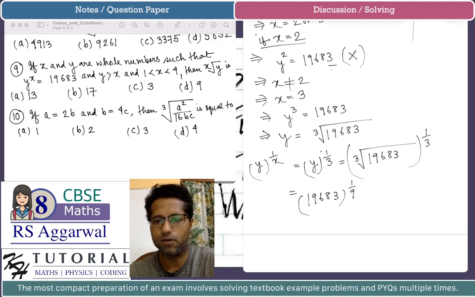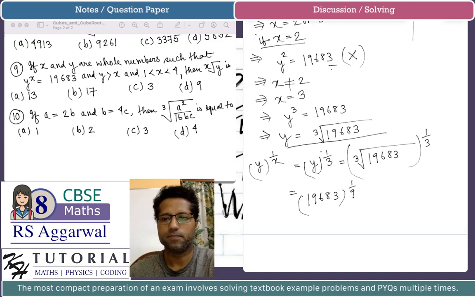We have found that y is equal to the cube root of 19683, and we have to find the value of y to the power 1 by x, and x we have already found to be 3. So we have to find y to the power 1 by 3, which is equal to the cube root of y.